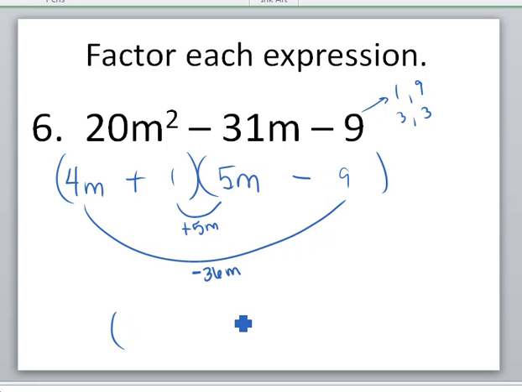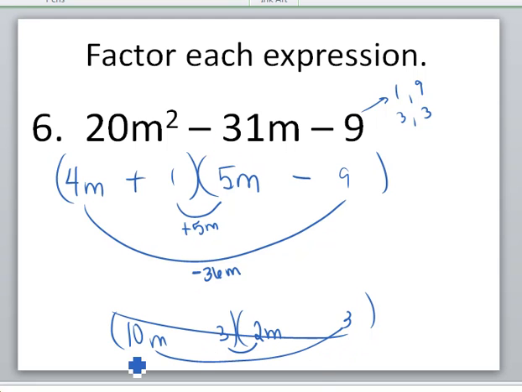What I was saying earlier is there is a possibility that you would have had to use a 10m and a 2m to get your positive 20. They would have given you different numbers inside of here, like 6 and 30. That wasn't what we needed, but there is a possibility that you'll have to use other factors than the ones that you do.